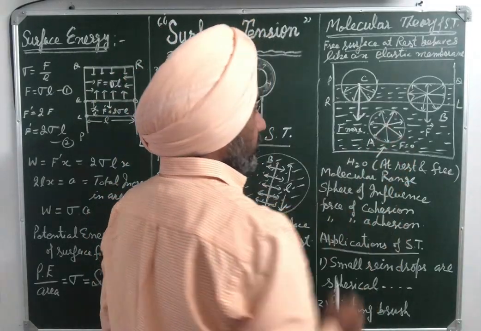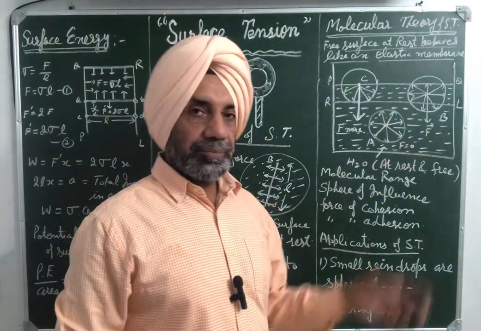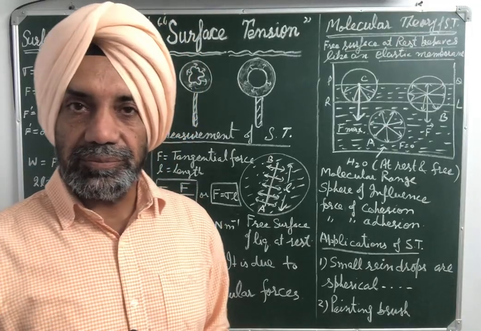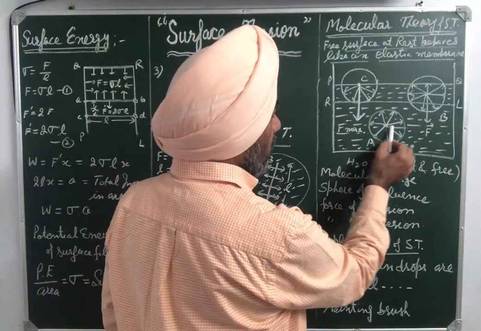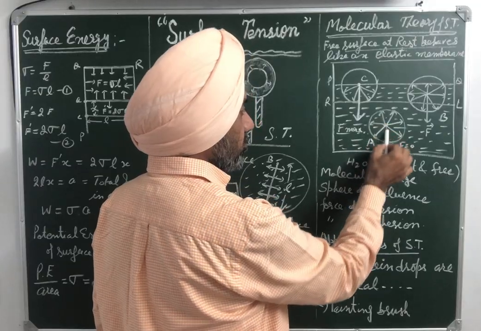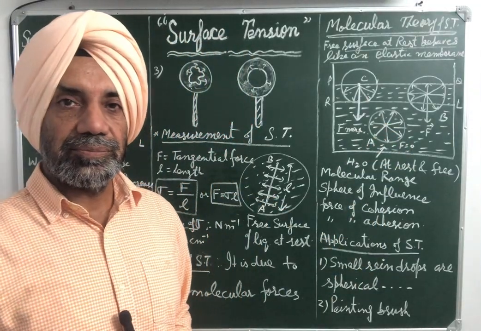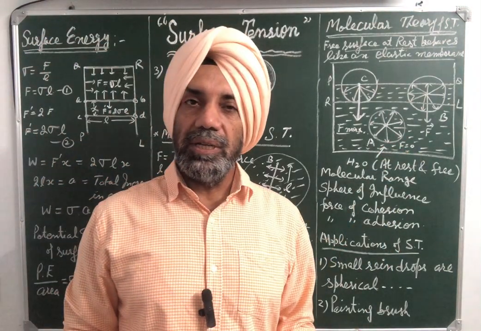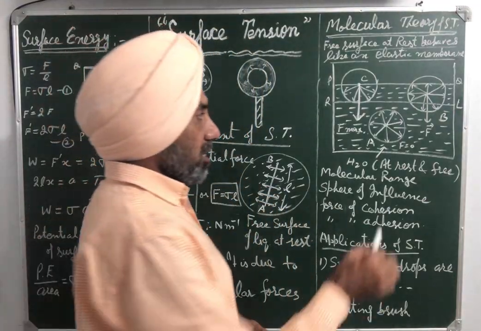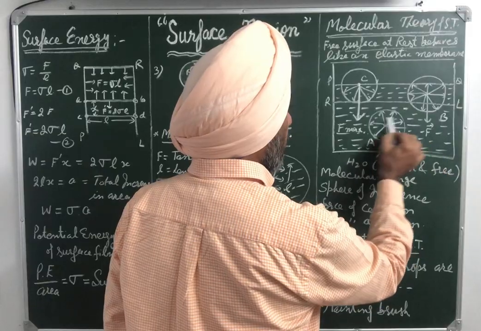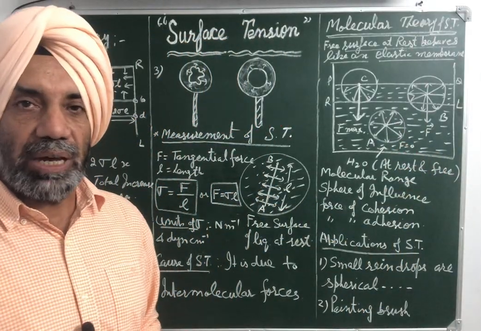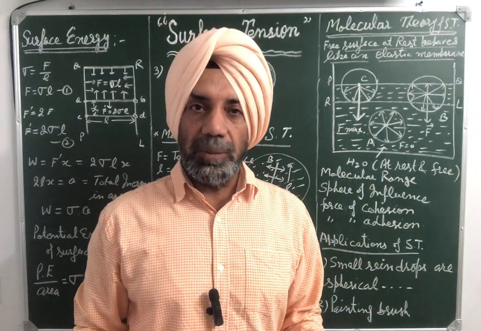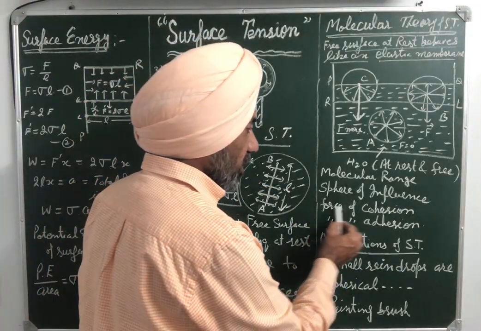Then suppose a molecule A is well within the liquid, inside the liquid. Then this molecule A is attracted equally in all directions. It means the net force acting upon the molecule is zero. So this means molecule A is free to move anywhere within the liquid. Such forces which act between similar molecules are known as forces of cohesion.